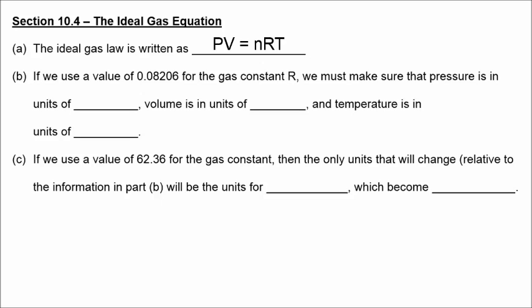62.36. If we use that first value, then we have to make sure that the pressure is in atmospheres, the volume should be in liters, and the temperature, as we know, needs to be in Kelvin. If we use 62.36, then the only units that will change relative to the information in Part B will be the units for pressure, which become torr, or millimeters of mercury.